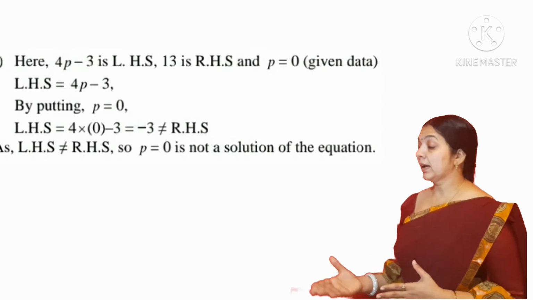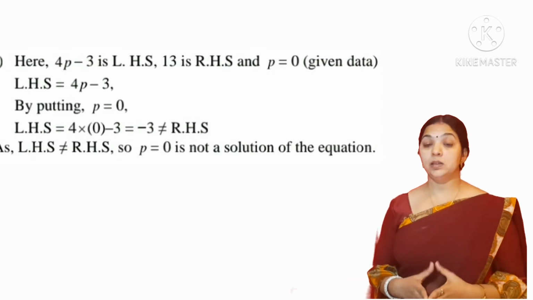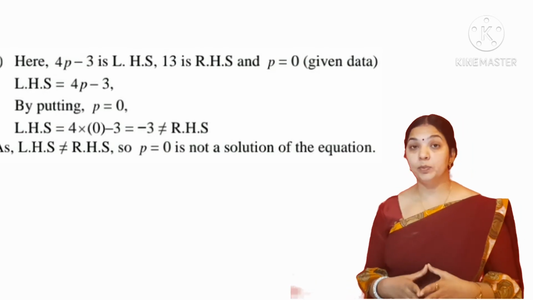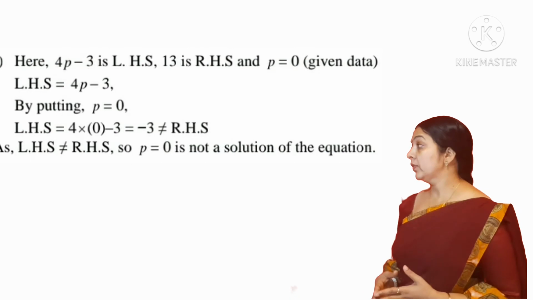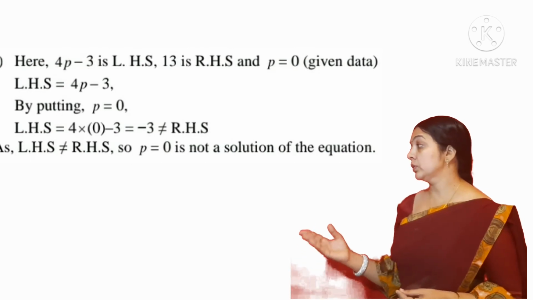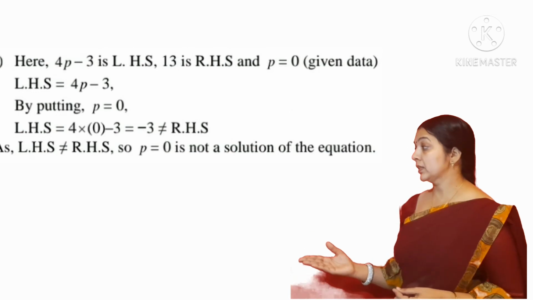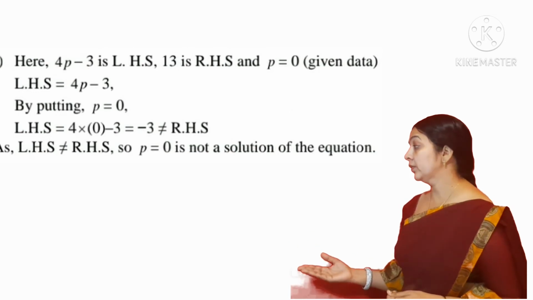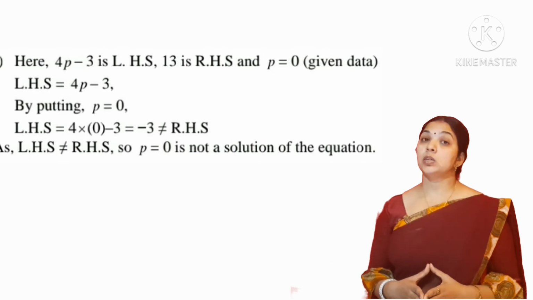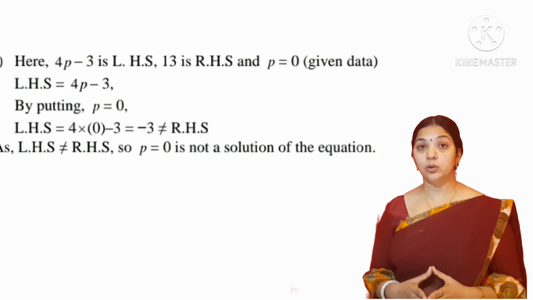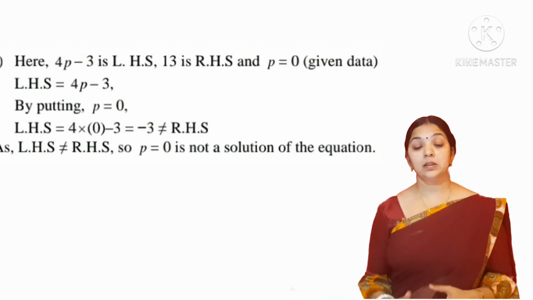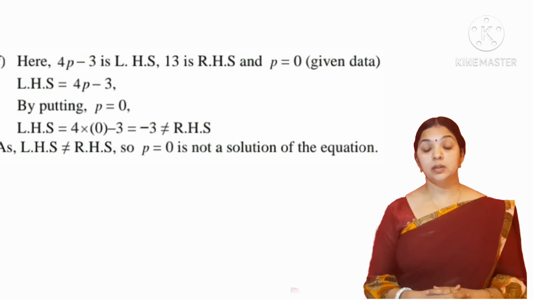Now the last part F, 4p minus 3 is LHS and 13 is RHS. The given value of p is equal to 0. So we will place 0 in place of p. So 4 into 0 minus 3 is equal to minus 3. Minus 3 is again not equal to 13. So we will say that LHS and RHS are not equal. So p is equal to 0 is not the solution for the given equation. So that completes our first question.